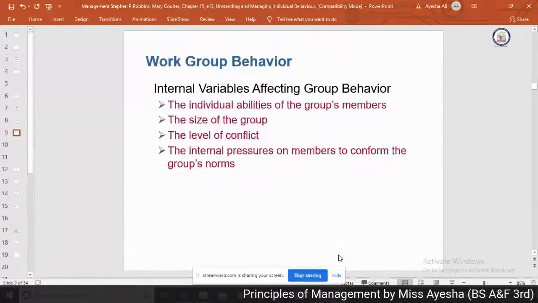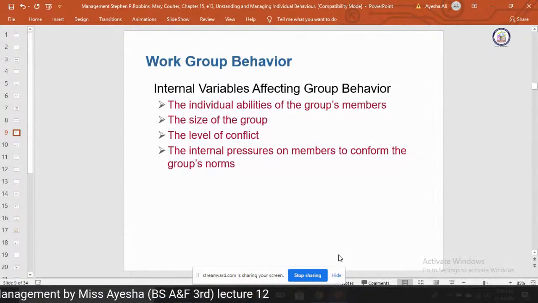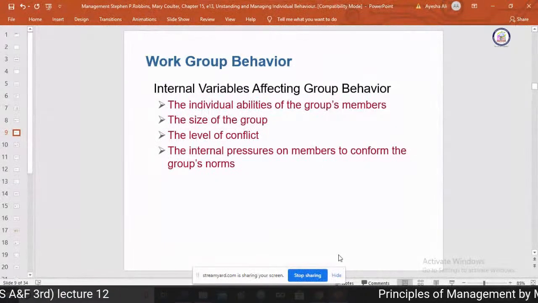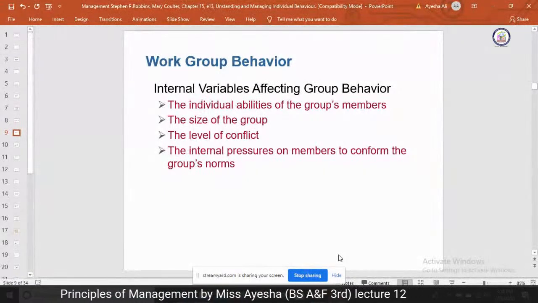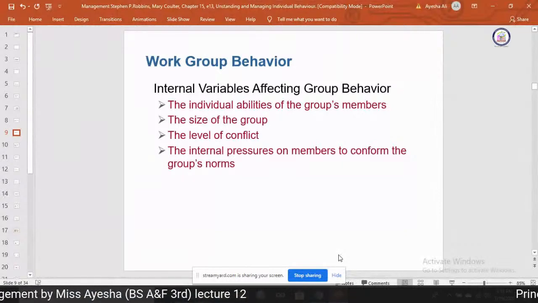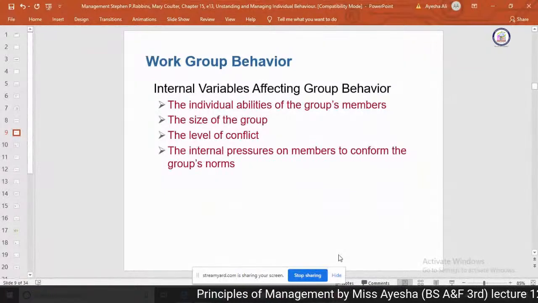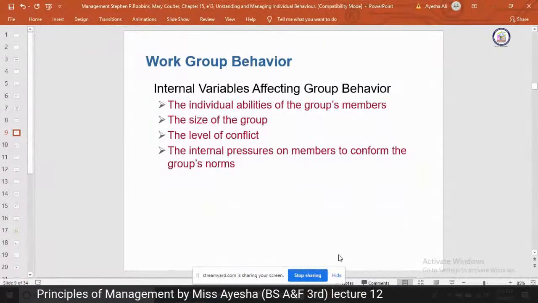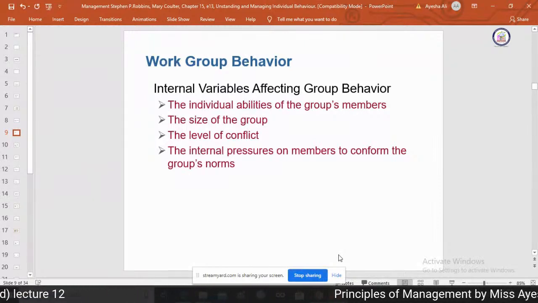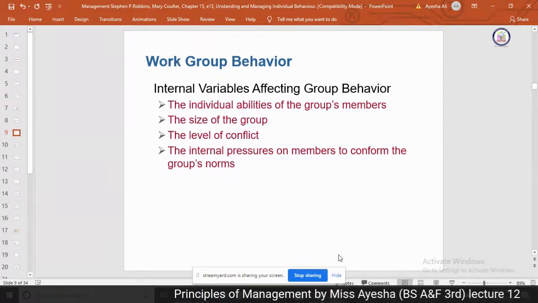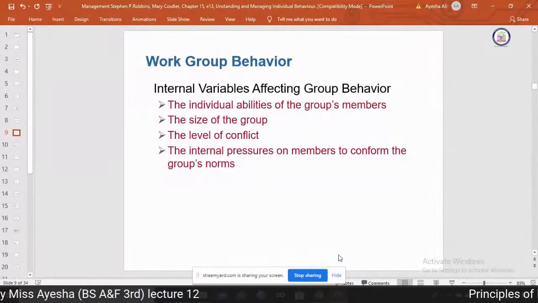So work group behavior: internal variables affecting group behavior. We have so many internal variables. The internal variable is basically individual ability, the individual ability of a group member. Every member of a group, every individual who is part of the group, has some abilities, some weaknesses, some strengths and some competencies. So it also affects the performance and the target achievement of the group.